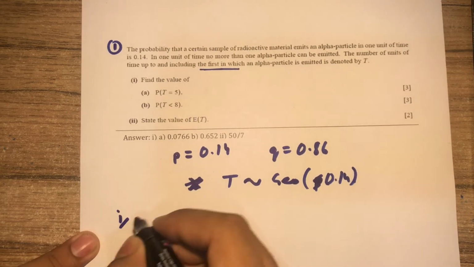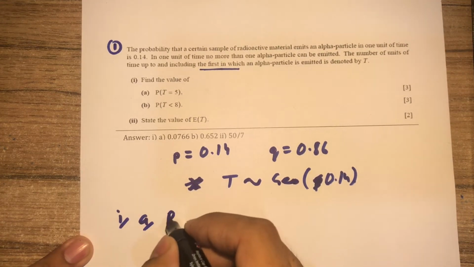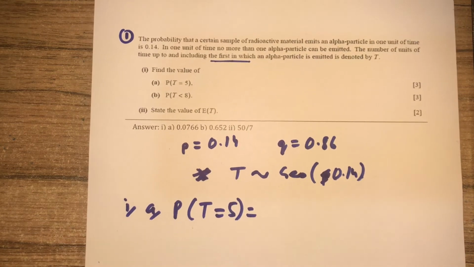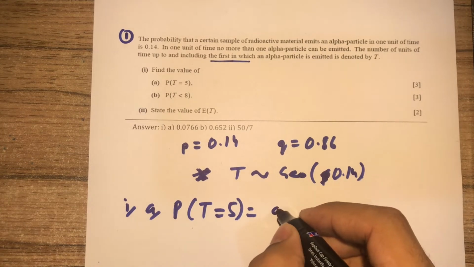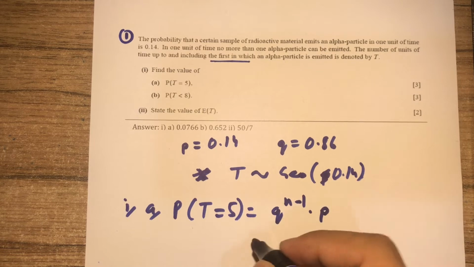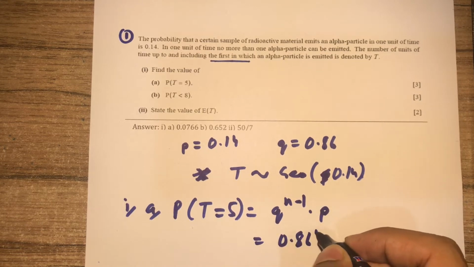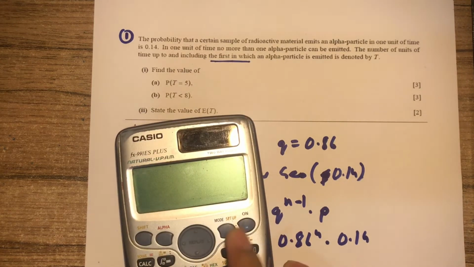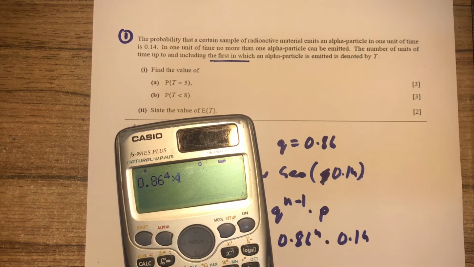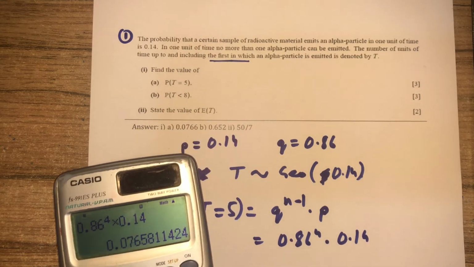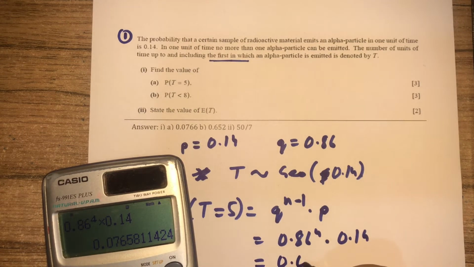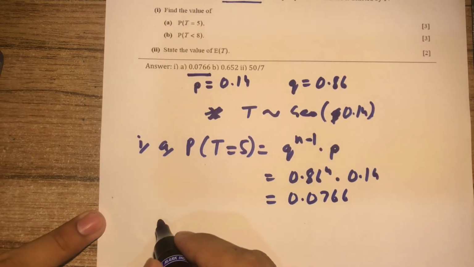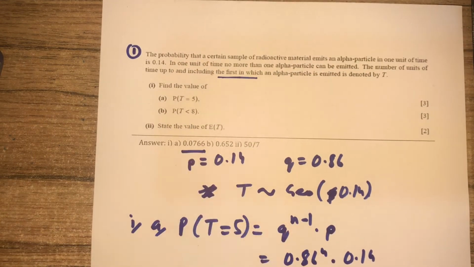Now they're saying find the value of p, probability of t equals 5. The formula for geometric distribution is q power n minus 1 times p, so 0.86 power 4 times 0.14. So 0.86 power 4, this is 0.0766. Then in part B, probability of t less than 8.